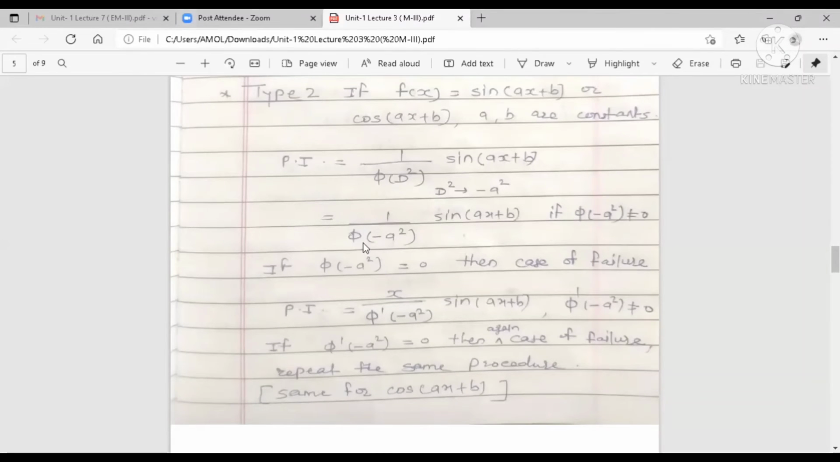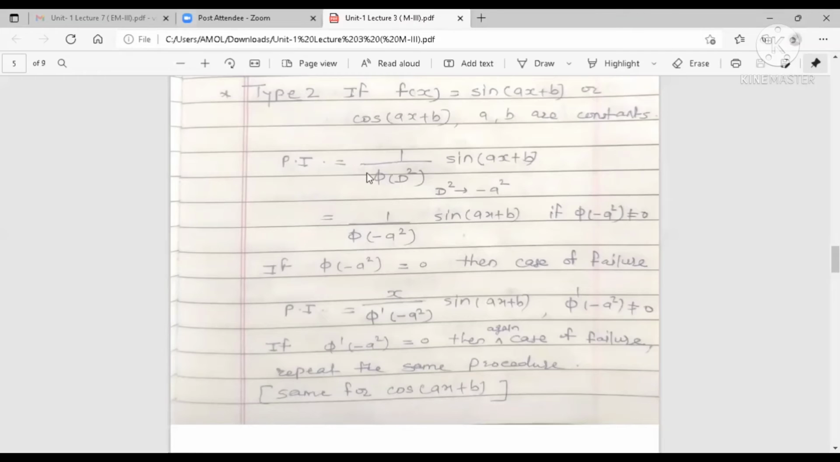And the condition is that phi of minus a square must be non-zero, the denominator must be non-zero. If it is equal to 0, then it is the case of failure, and then PI is equal to, it is the case of failure, so you know how to solve the case of failure. We always multiply in numerator by x.